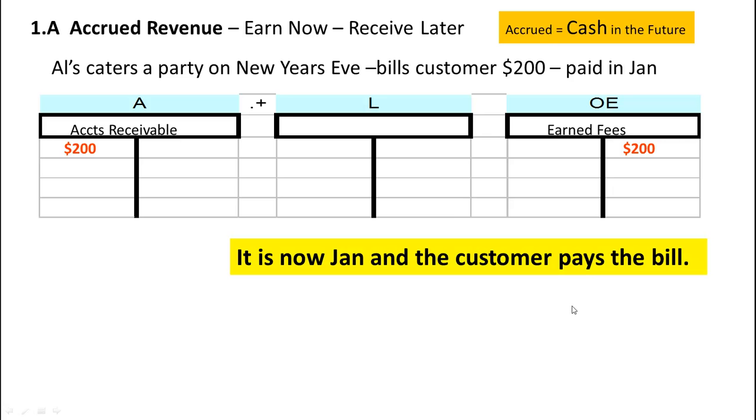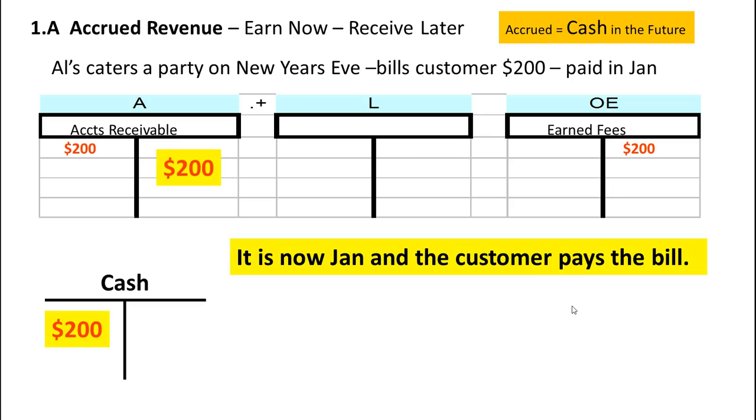And when they pay us, we're going to have a new entry into cash. We're going to debit cash for $200, and we're going to credit the accounts receivable account. That wipes off the receivable. We showed the revenue back in December, and now the receivable should be zero since they just paid us. So that's accrued revenues. That is, you earn it now and receive it later.